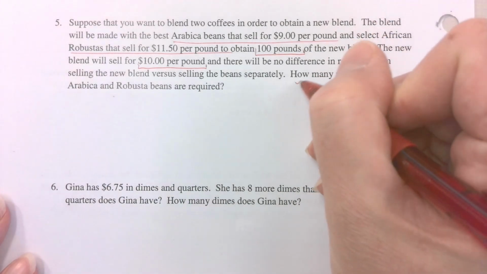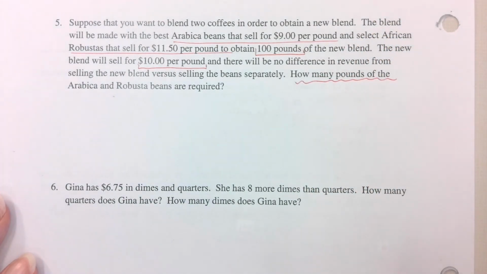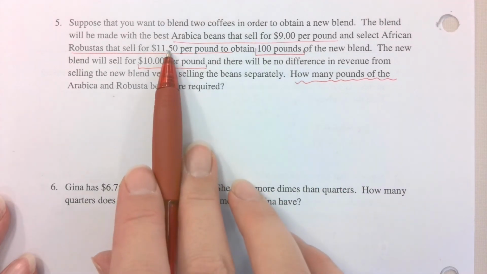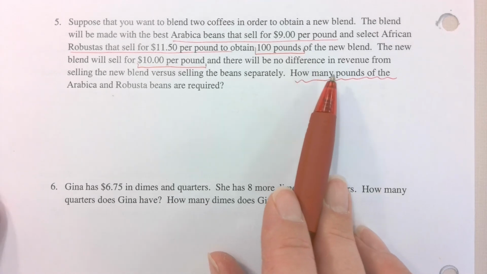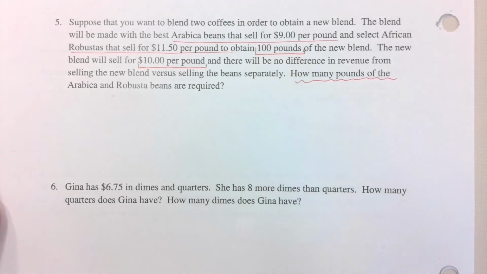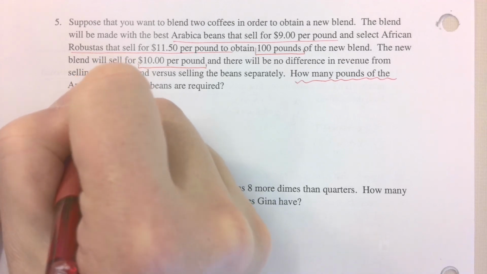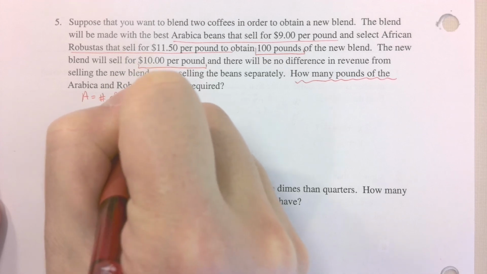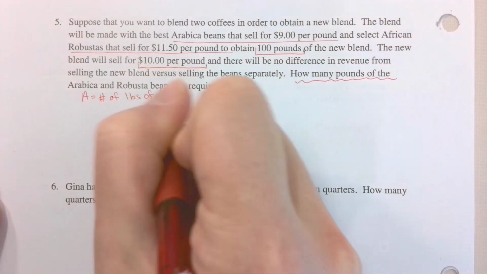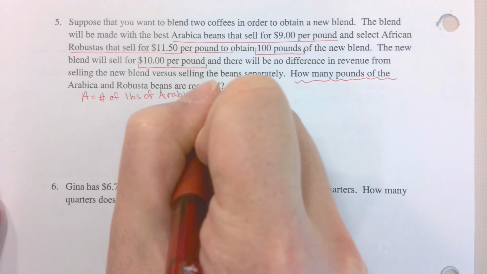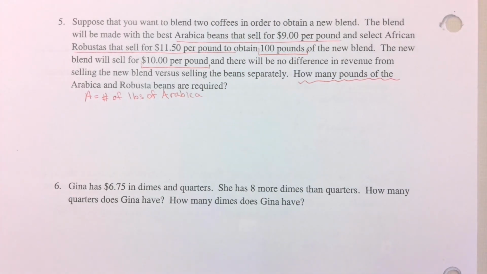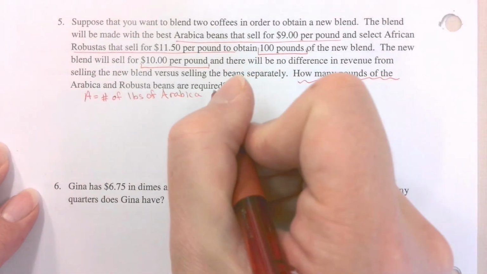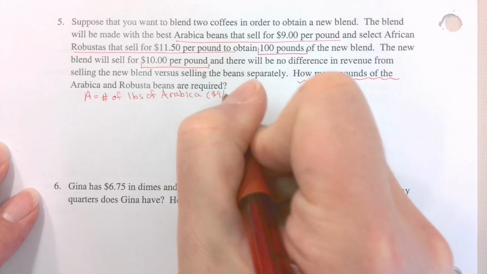So when you go to define your variables, you shouldn't be guessing what your variables are. I know the cost, but the total money is going to depend on how many pounds we have to buy. So it's always going to ask you a question, and that's your variable. So I'm going to let A stand for the amount, or number of pounds of Arabica beans. So you could say the amount of Arabica beans, but it's measured in pounds. You could say the total Arabica beans measured in pounds, or the number of pounds of Arabica. And I'm going to put in here for information that it's $9 per pound.